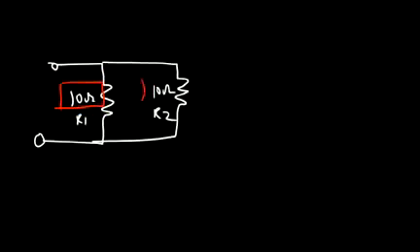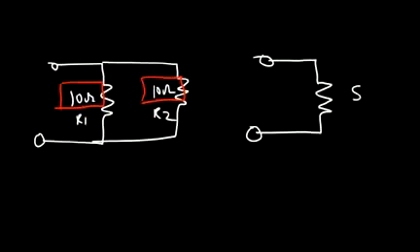In the second circuit, we have two resistances in parallel. The first one is 10 ohm and the second one is 10 ohm as well. The first one is R1 and the second one is R2. Now, what is the equivalent resistance in this circuit? Remember, when you have two resistances in parallel and the values are the same, the equivalent resistance will be half of the value. It becomes 5 ohm.